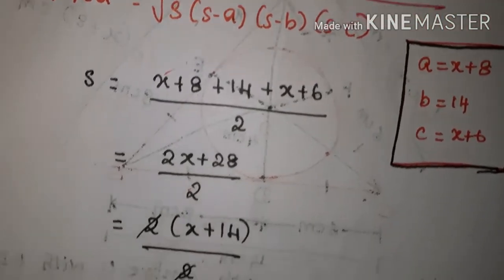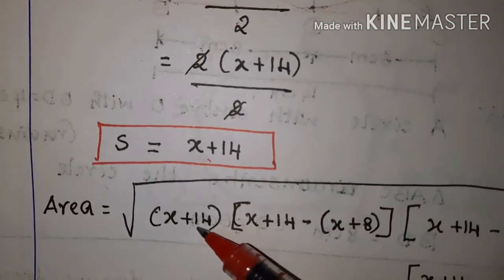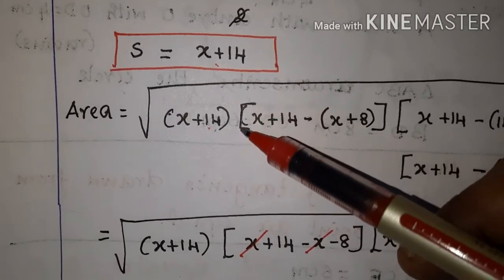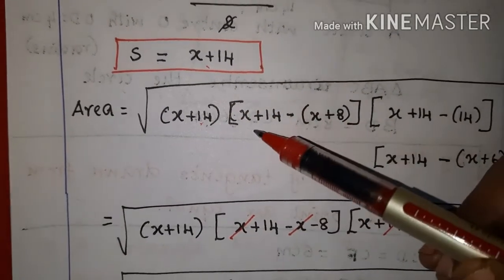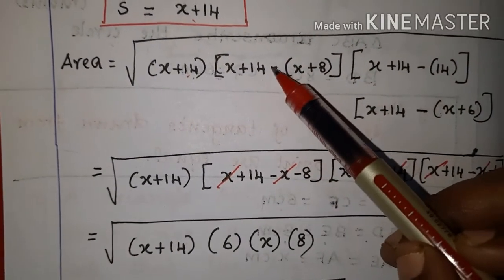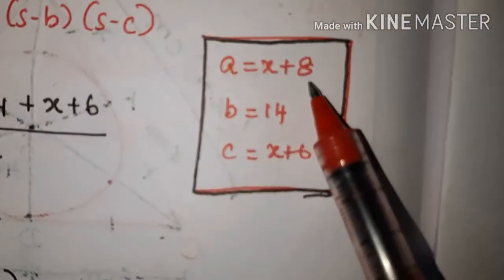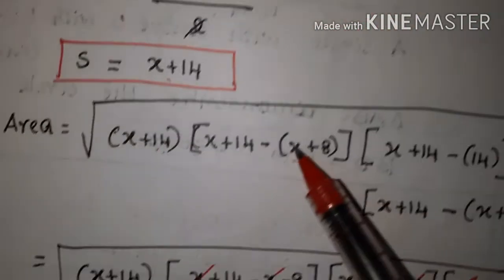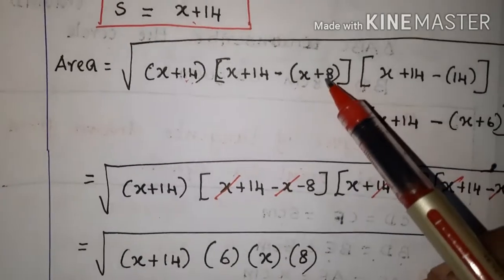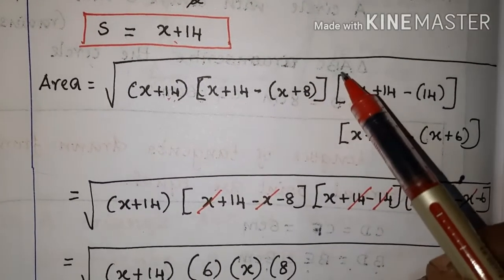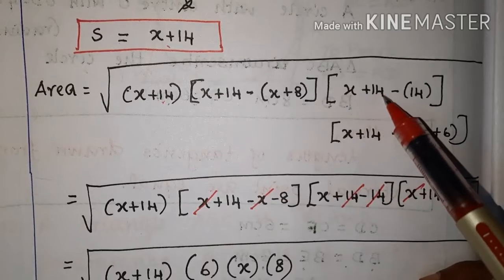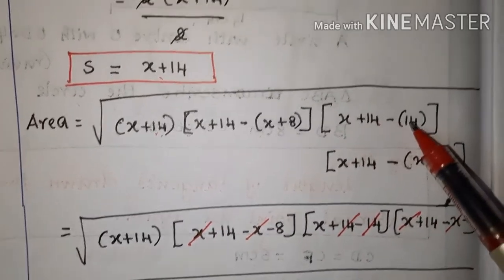So what is our S value? x plus 14. So write x plus 14. Then open a bracket. Again S minus A, isn't it? So x plus 14 minus, what is our A value? x plus 8. So substitute here first. So first you apply it in the formula. So x plus 8, close the bracket. Then S minus B. S is again x plus 14 minus B, which is 14.